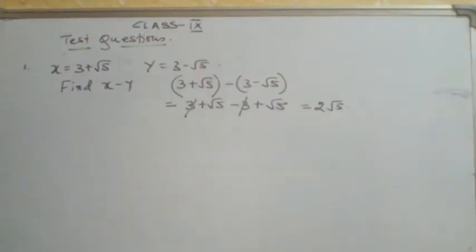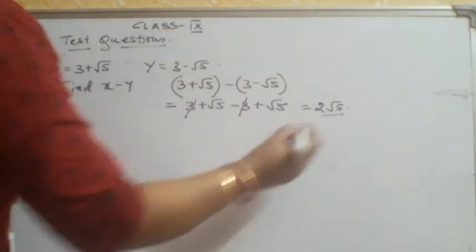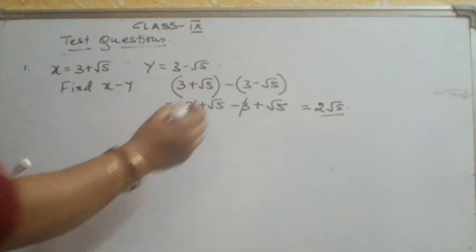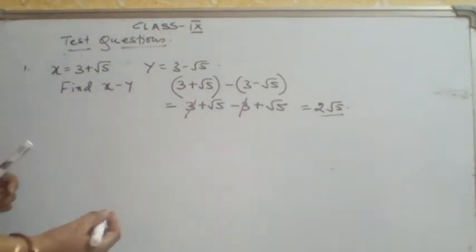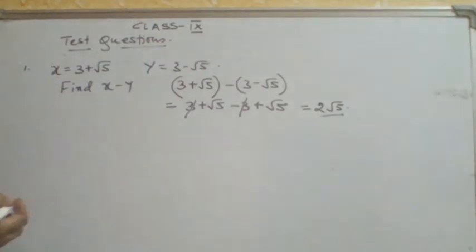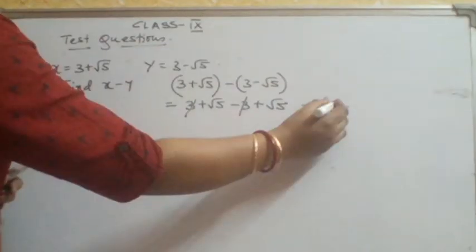This was minus. I think in the answer key I have written 6. That is wrong. This will be 2 root 5. I will check the answer key. Because this is minus, the answer is 2 root 5. If it had been plus, then naturally root 5 and root 5 would have cancelled, and in that case your answer would have been 6. But this is minus, so this is the answer.